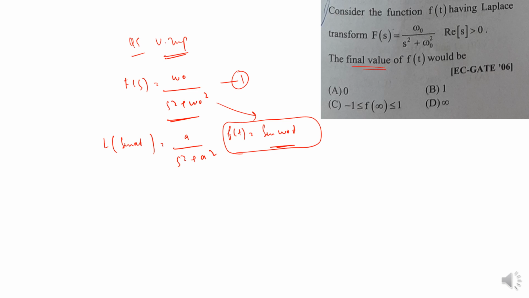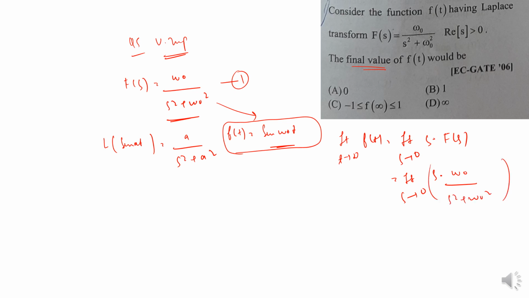Now they are asking the final value. So what we do: limit t tends to infinity of f(t) is equal to limit s tends to 0 of s into F(s). This is what we will do, right? So limit s tends to 0 of s into F(s) is omega naught by s square plus omega naught square, if we apply limits. You will say the answer is 0. But this is wrong.